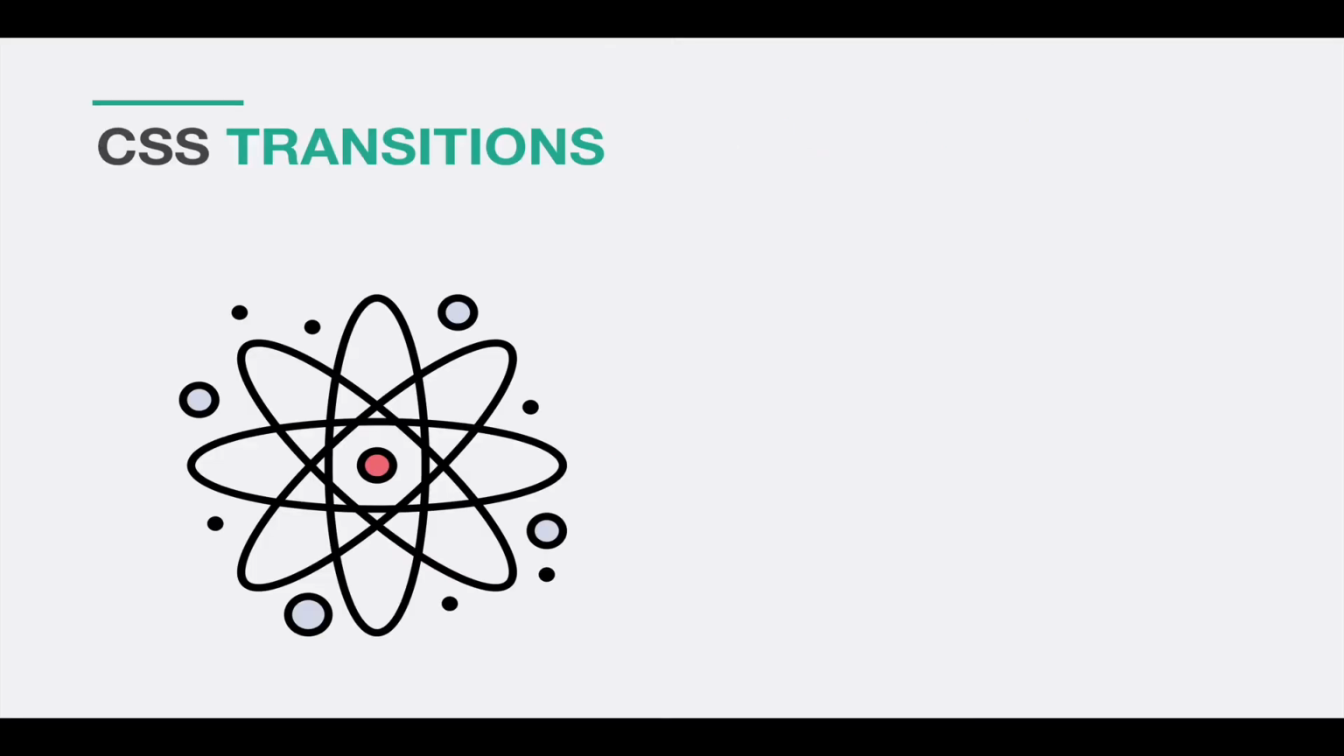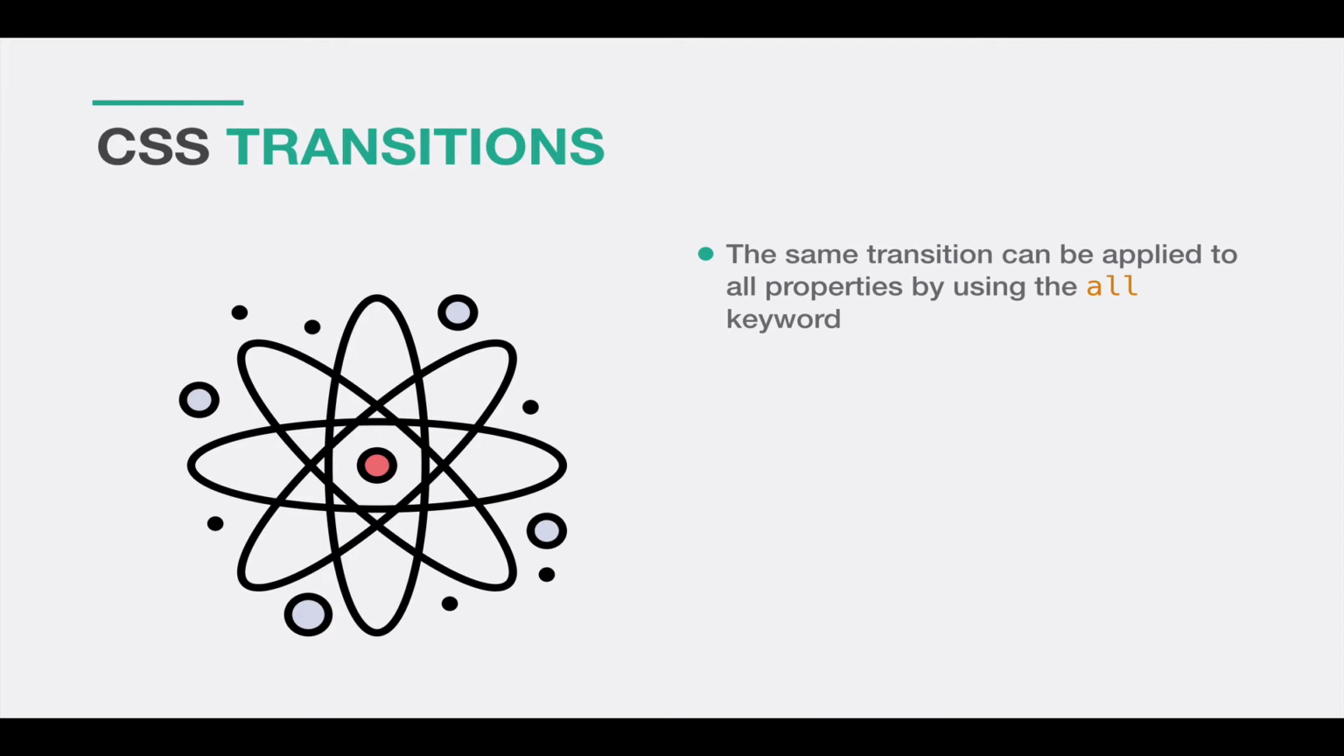All right, so a couple other things about transition. The all keyword can be added to the transition property, and that will apply the transition to all properties. And that is also the default. So by default, it's set to this all keyword.